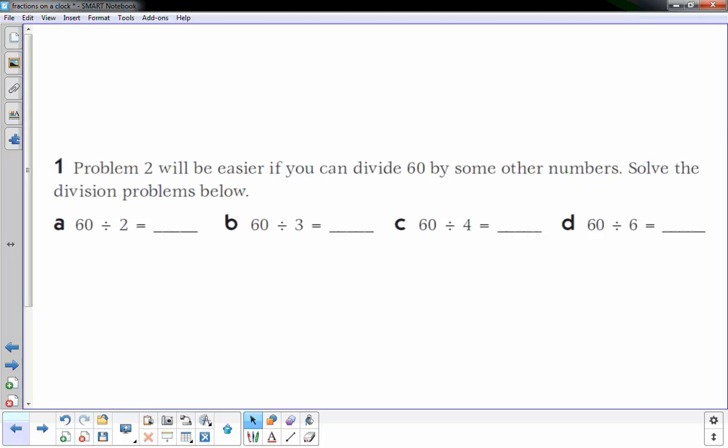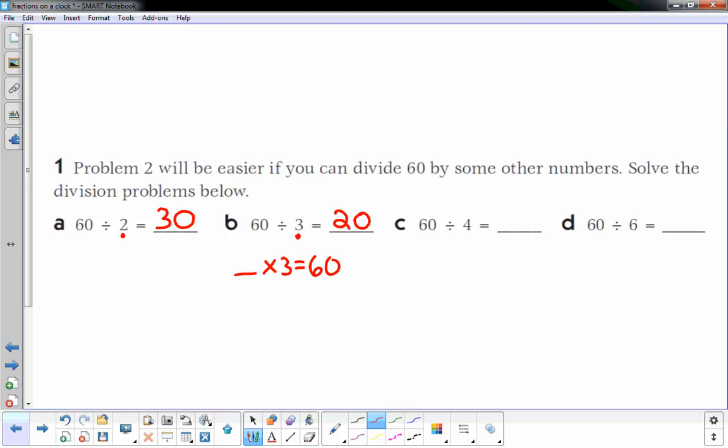So A, 60 divided by 2. What they're asking is, what times 2 equals 60? Well, 2 30s equal 60, so I'm going to say that's 30. 60 divided by 2 is 30. 60 divided by 3. Something times 3 is equal to 60. It's 20. 20 times 3 is 60.